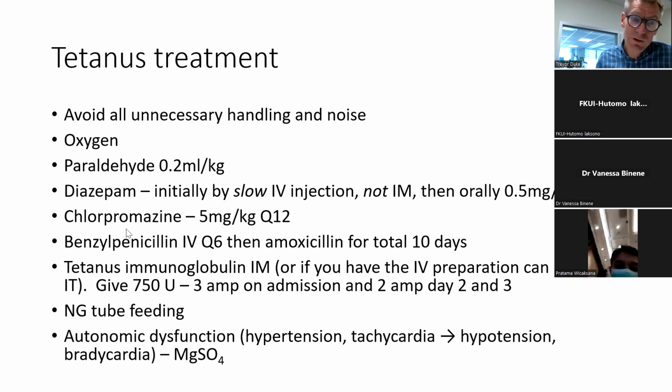It's usually diazepam orally and some paraldehyde sometimes, but usually it's best to rely on diazepam or sometimes phenobarbital. They all need benzylpenicillin, and ideally you could give the baby tetanus immunoglobulin. I know it's hard to get, but that would reduce the duration of the child's tetanus symptoms. And then usually nasogastric feeding, and sometimes magnesium sulfate can be useful.